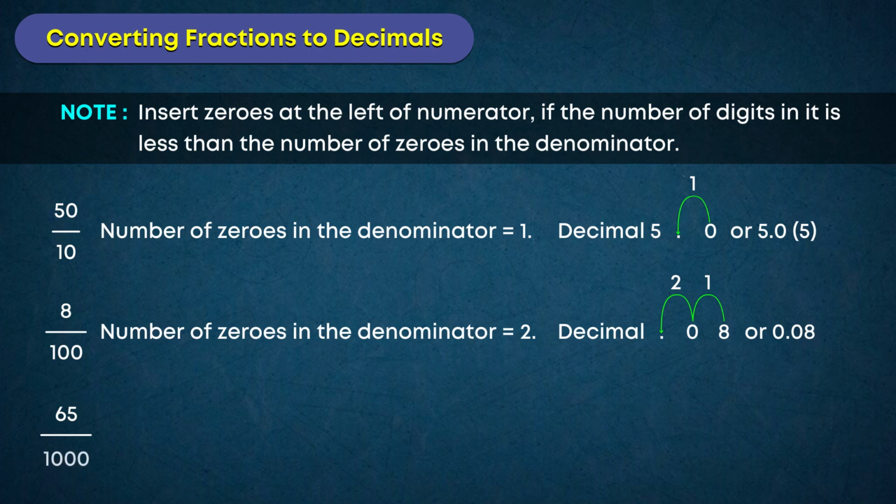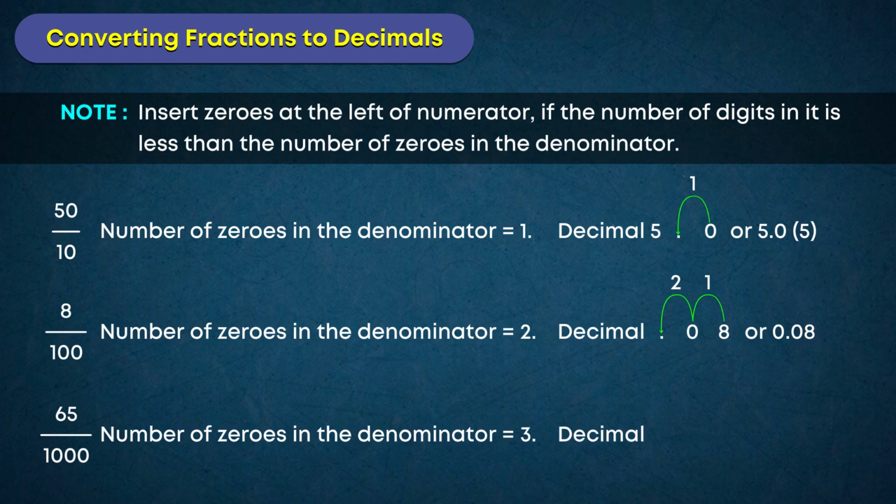65 by 1000. Number of zeros in the denominator is equal to 3. Decimal is 0.065 or 0.065.